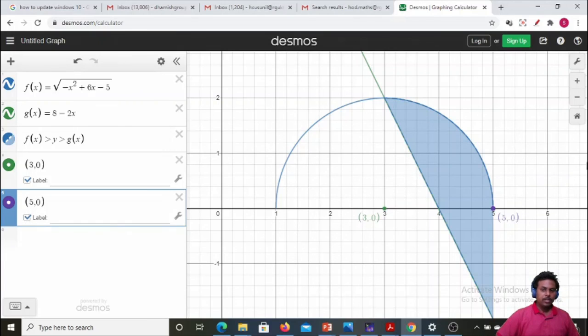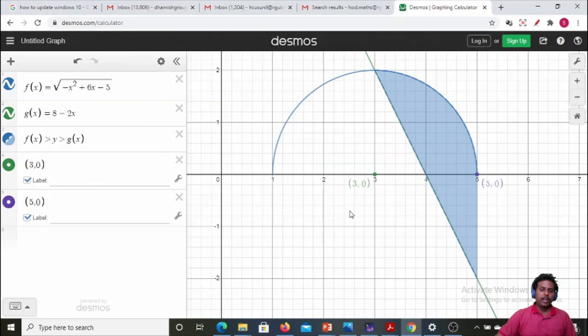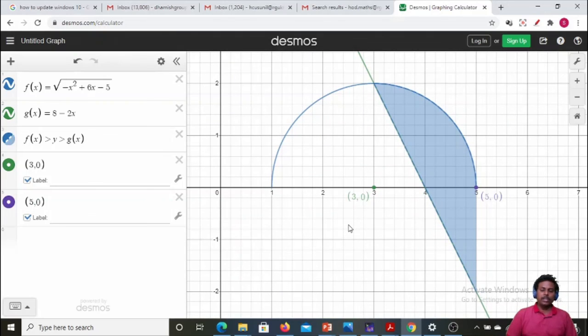Okay, so it is in this region. Okay, for these values of x. Okay, for those values in between 3 and 5 the given inequality holds true. Okay, so with the help of a graphing calculator we can sketch some regions and we can solve even some inequalities. So whatever the inequalities you come across, after doing all the calculations you can verify with the help of a graphing calculator.